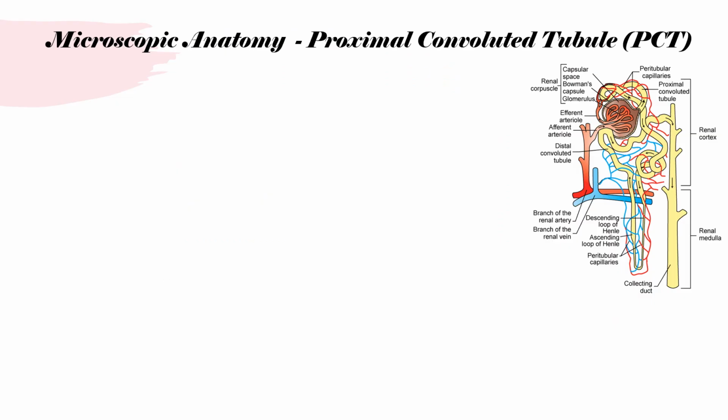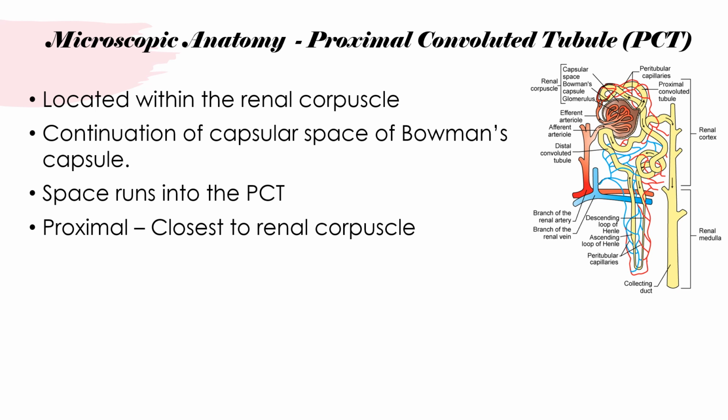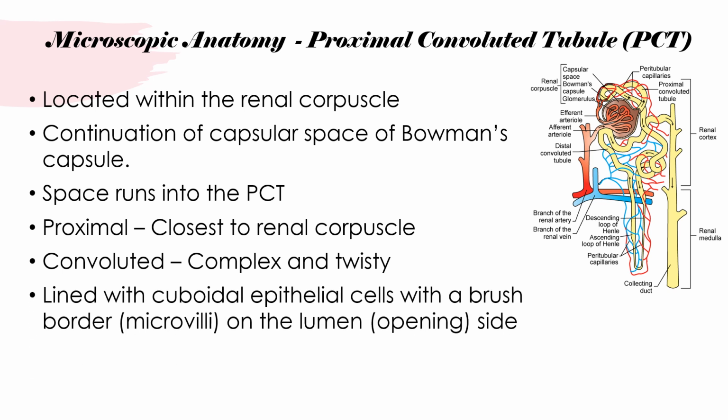All right, moving on. We have the proximal convoluted tubule. It's located within the renal corpuscle. It's a continuation of the capsular space of the Bowman's capsule. It's going to be the space that runs into the proximal convoluted tubule. So we've got the Bowman's space, and then it runs into the PCT. Now it's proximal because it's closest to the renal corpuscle, and then it's convoluted because it's complex and twisty and windy, as we can see from these pictures.